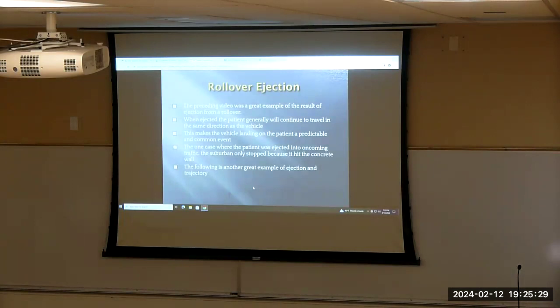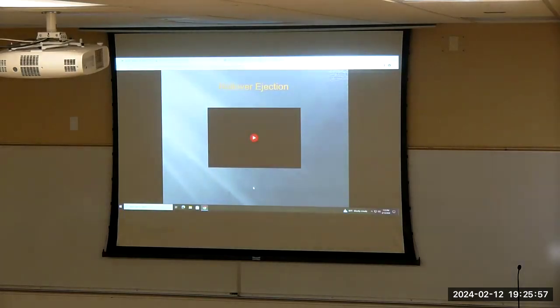So rollovers with ejections are very bad. Think about it. If you're not restrained, your body and your organs inside your body are traveling at the same speed as the vehicle. So if you roll over and then you get ejected, you're getting ejected at that speed or higher because it's catapulting you. Then you're generally going the same trajectory as the vehicle. So after you go splat onto the ground, the vehicle usually rolls over on top of you. Ejections are really bad.